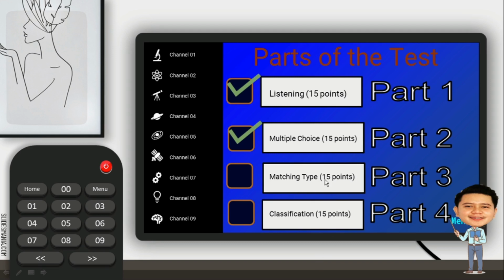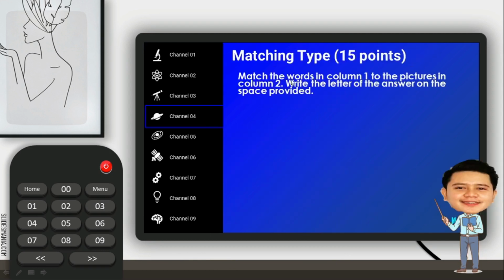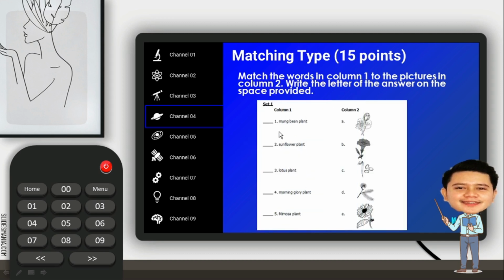For part 3, we have the matching type, which has 15 points, and classification, which also has 15 points. So let's start with part 3. For the matching type, this is the direction: Match the words in column 1 to the pictures in column 2, and then write the letter of the answer on the space provided. So get your exam sheet and go to this page.